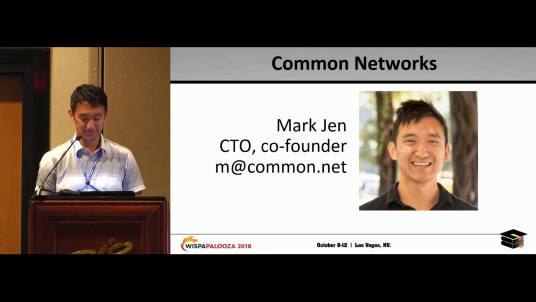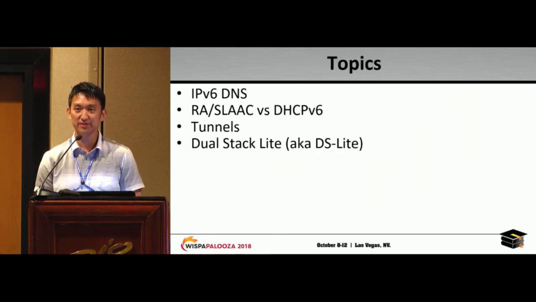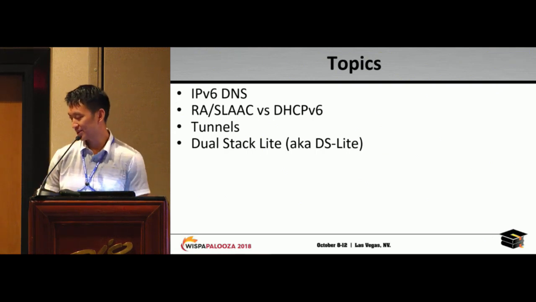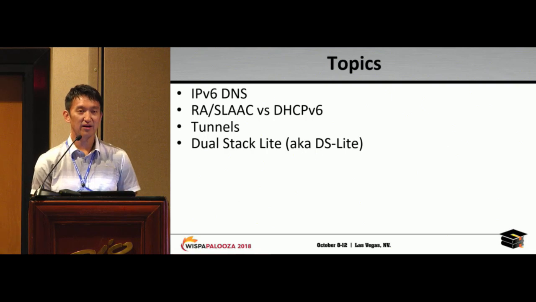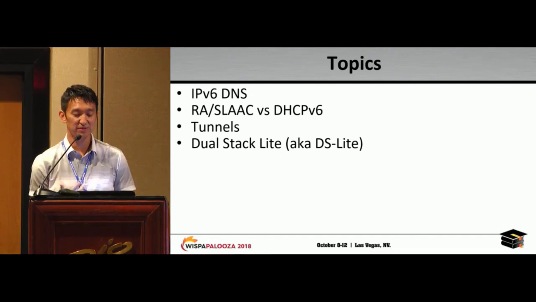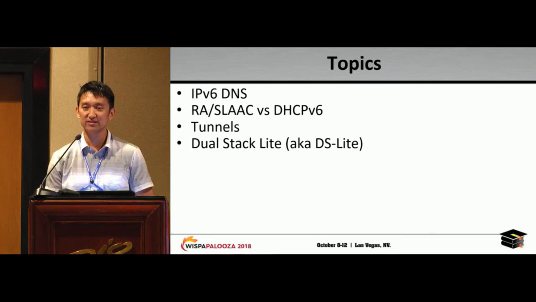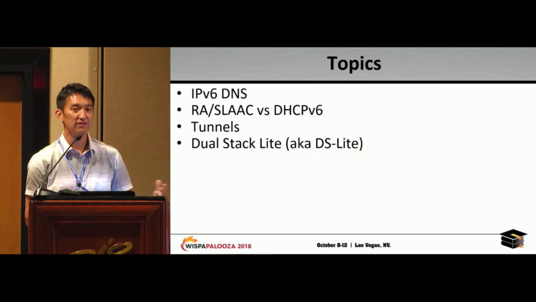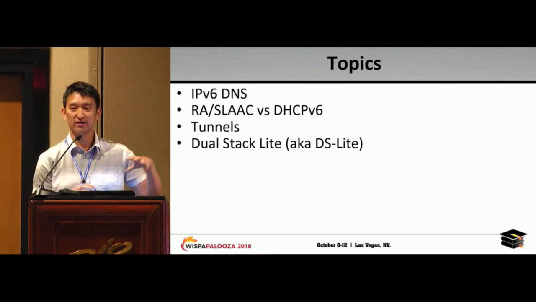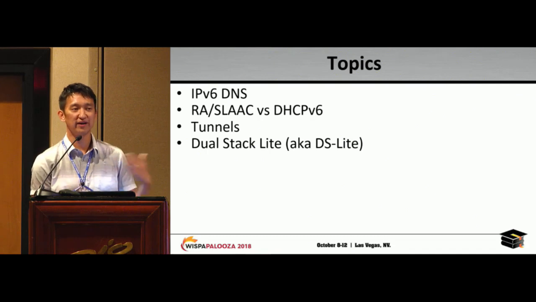Okay, so I'm going to cover a few topics here. We're going to talk about IPv6 DNS, which Dennis actually already covered a bit. We're also going to talk about RA, router advertisement, which is part of getting SLAAC working, in addition to DHCPv6. I'll talk briefly about what we're doing with tunnels, and then lastly, I'll cover a technique called Dual Stack Lite, DS-Lite, which is a way to get V4 traffic flowing if you want to run a V6-only routed network on your own internal network, but you still want to provide V4 connectivity.